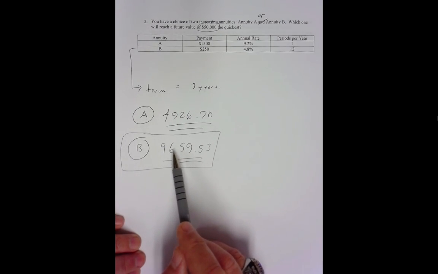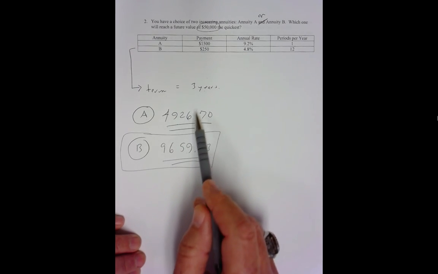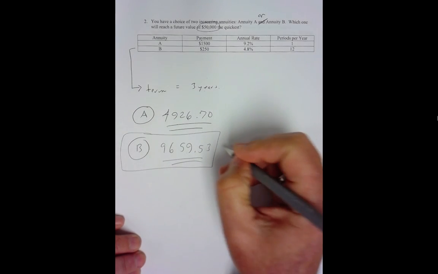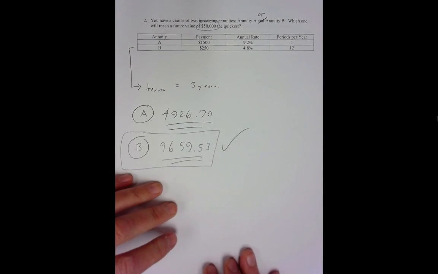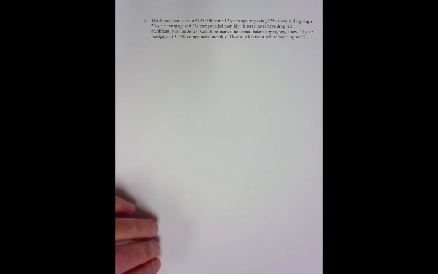Back to my problem. If I have 9659 growing that much in 3 years in this one, a little bit of common sense says that annuity B will get to $50,000 the quickest.